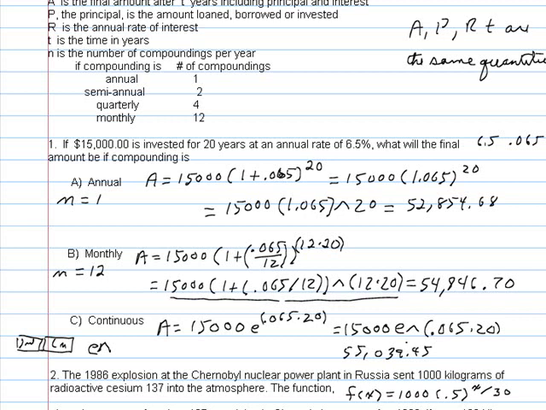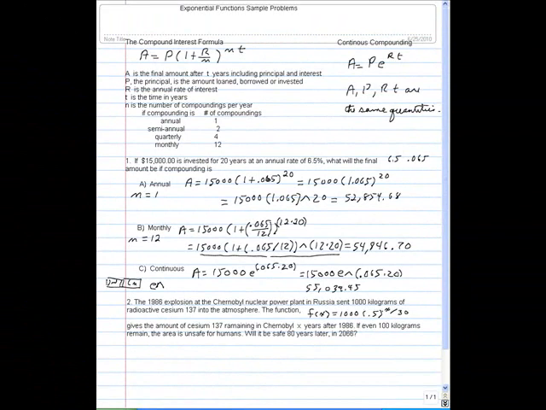So the most important thing is get your compounding. After that, go for a high interest rate. Okay, number 2 says the 1986 explosion at Chernobyl in Russia sent 1,000 kilograms of radioactive cesium-137 into the atmosphere.